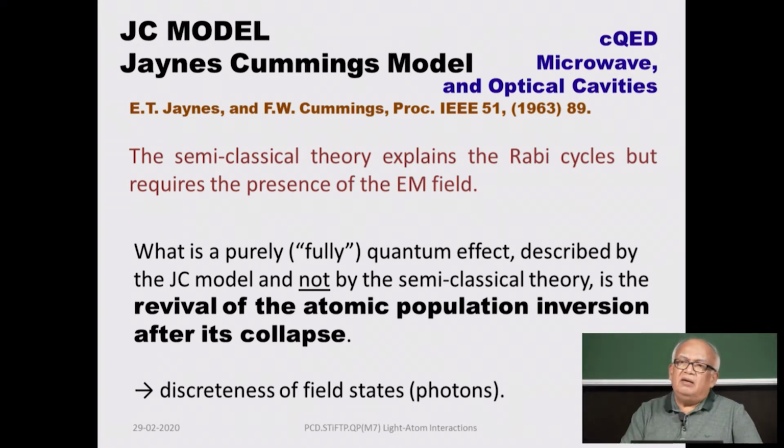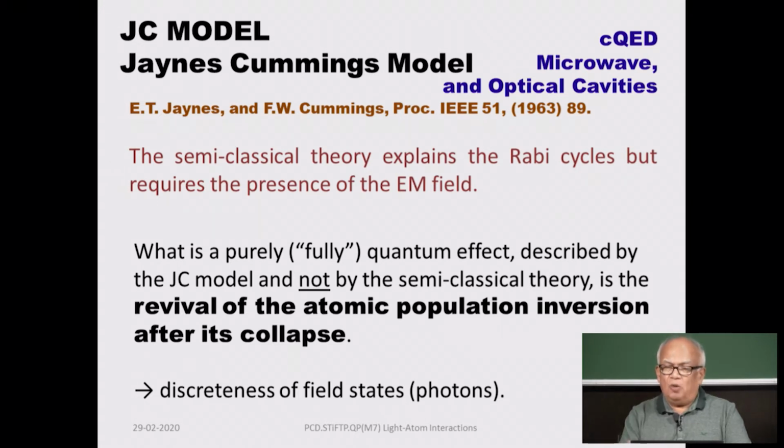So, the semi-classical model that we have discussed earlier, we described the Rabi flopping and so on, but it required the presence of the electromagnetic field. And what the Jaynes Cummings model will account for, which the semi-classical model does not account for, is the revival of the atomic populations, because in the absence of these, I mentioned in our previous class that the oscillations will die out and they will collapse, okay?